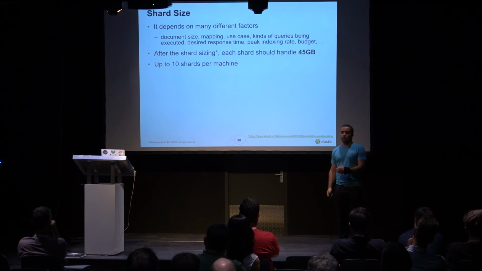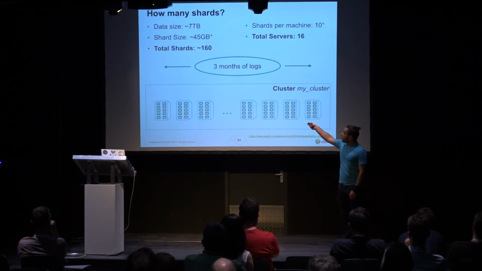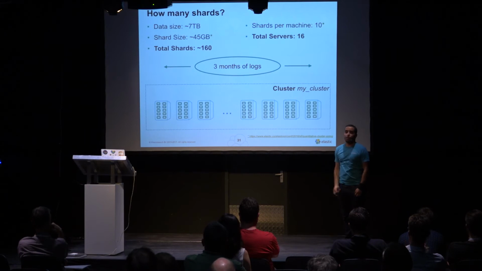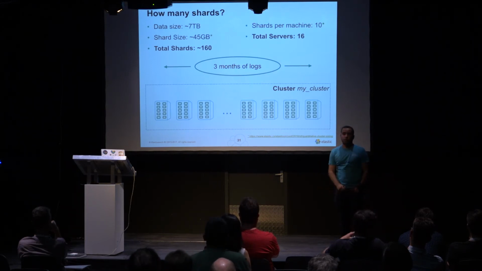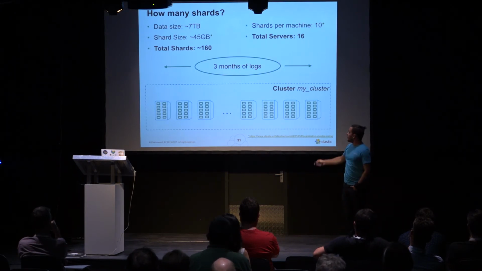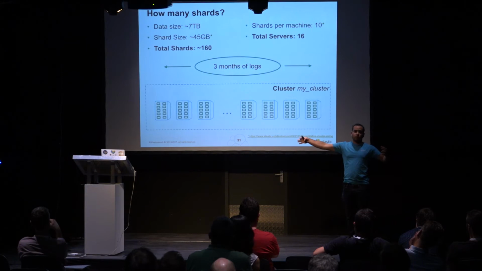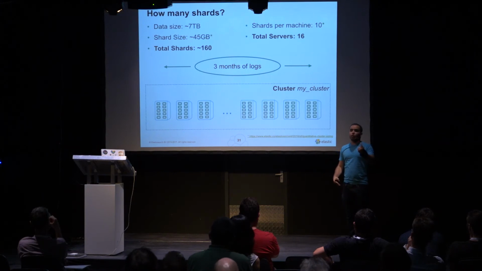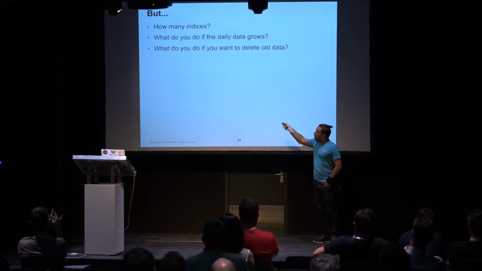So with that calculation, how many nodes do I need? What is the sizing that we need to do? The data size is 7 terabytes. The shard size is 45 gigabytes. That means I would have something around 160 shards in my cluster. But I should have 10 shards per machine. So how many machines should I have? A total of 16 servers. And again, this is for 3 months of logs. This is the first part of the problem: how many nodes do we need to serve one single request as fast as we need. Okay? But how many indices?